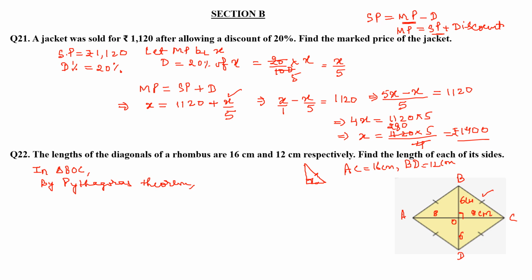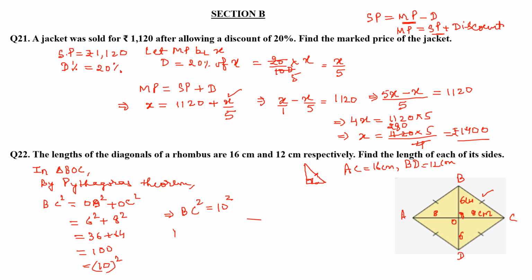Same way, the right angle is here, so the opposite side is BC. So BC is the hypotenuse. According to this theorem, BC square is equal to OB square plus OC square. Now OB square is 6 square, OC is 8 square. So 36 plus 64 will give you 100. And 100 is a square of 10, right? So from here you can see BC square is equal to 10 square. So the measure of BC will be 10 centimeter.